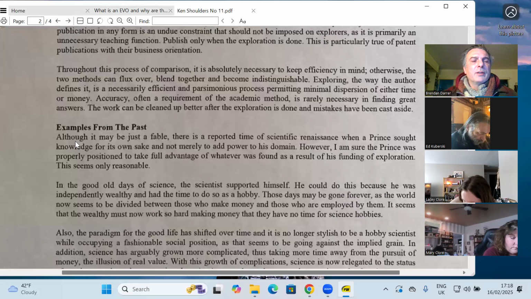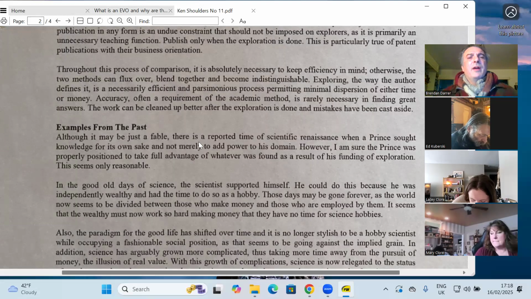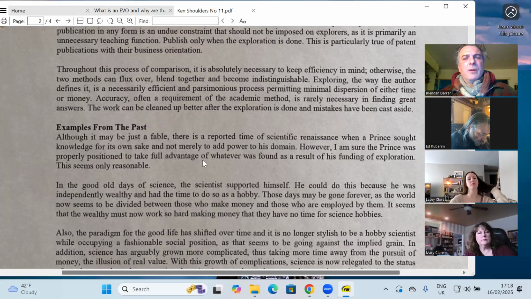Examples from the past. Although it may just be fable, there is a reported time of scientific renaissance when a prince sought knowledge for its own sake and not merely to add power to his domain. However, I'm sure the prince was properly positioned to take full advantage of whatever was found as a result of his funding for exploration. This seems only reasonable.